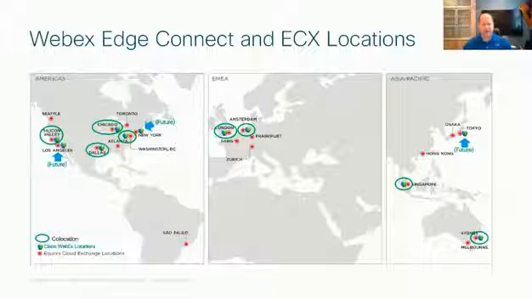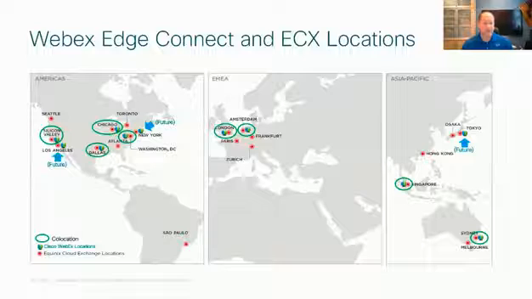So here's a quick look at how they actually are spread out across the globe and where they are. In this representation, the red dots are the Equinix Cloud Exchange locations. The icons represent the Cisco Webex locations, and any of the ones in green represent co-locations where Cisco and Equinix are in the same facility.